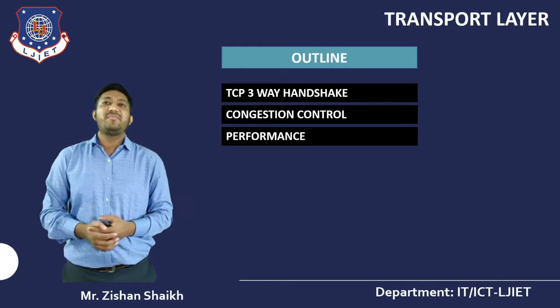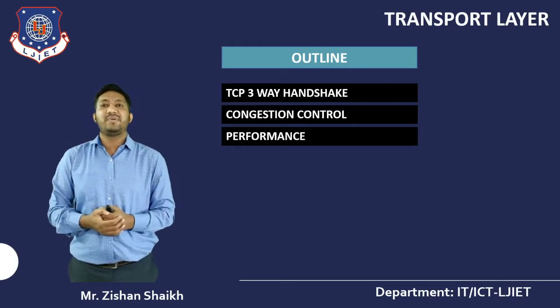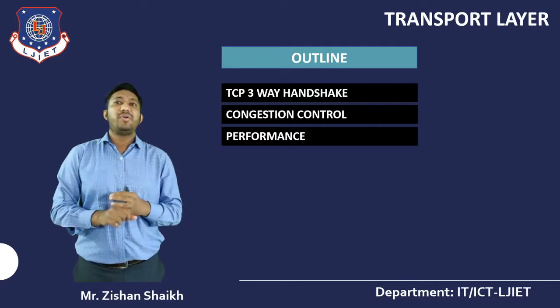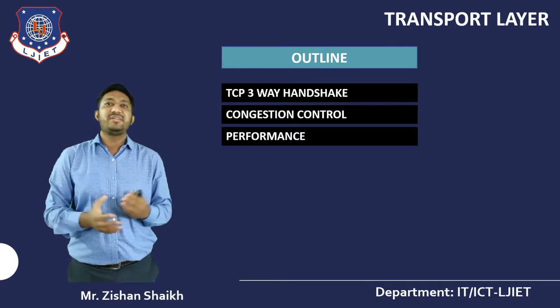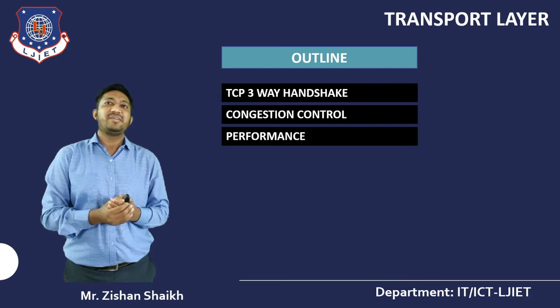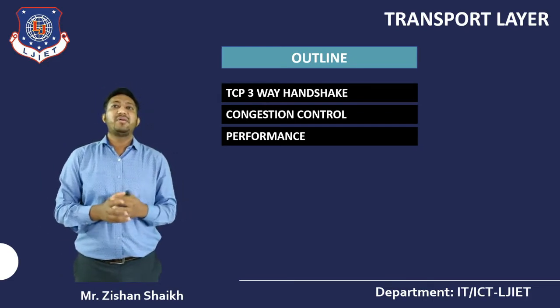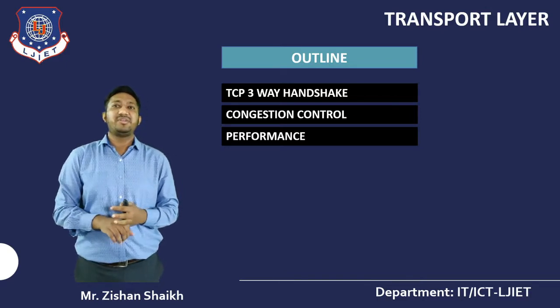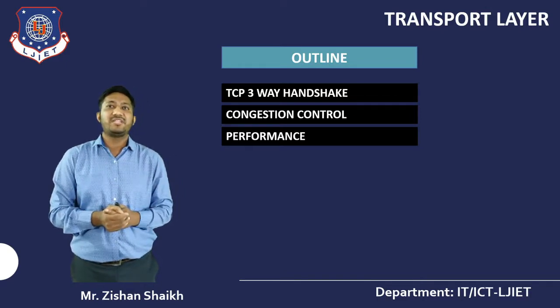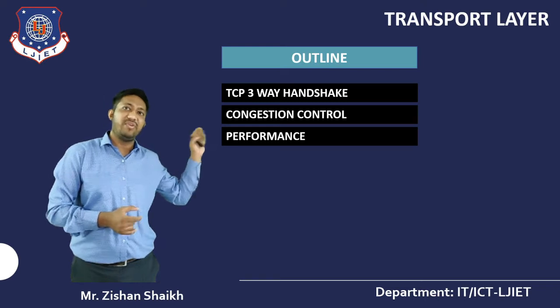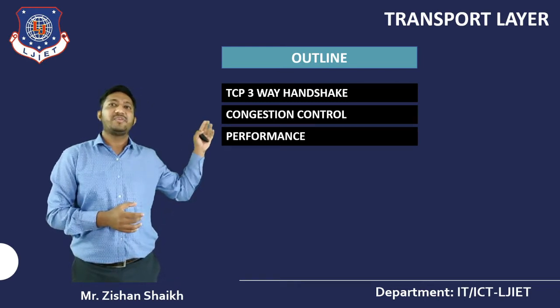So basically, when we are talking about connection establishment, where TCP is doing this type of task, we can consider this task in the form of handshaking. TCP performs the connection establishment and connection release phases in three steps. That's why it is known as TCP three-way handshaking. So that is the first topic.